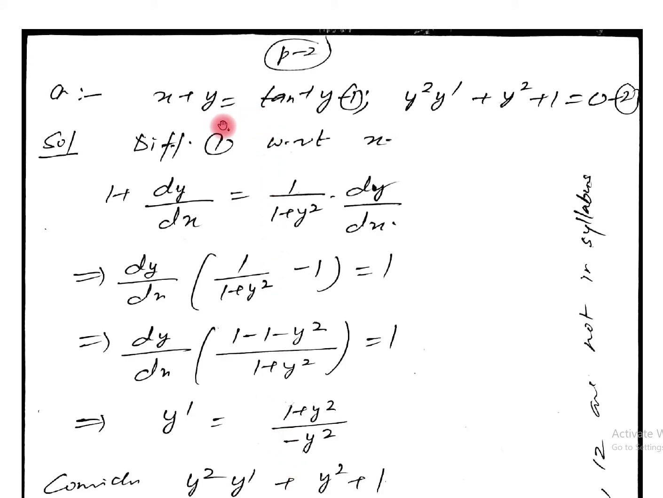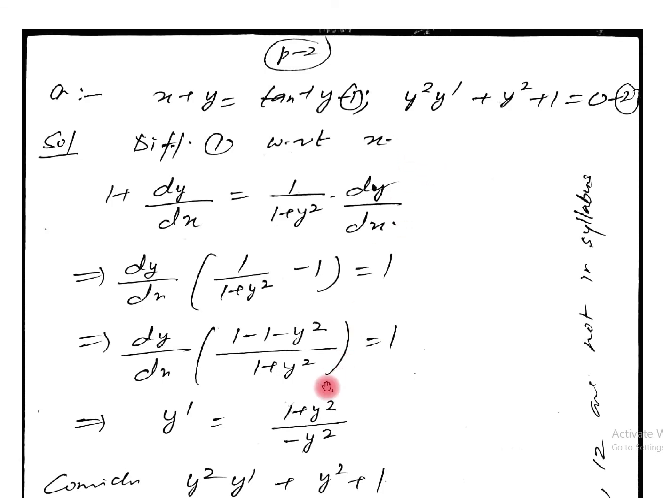Now simply the next question is x plus y equal to tan inverse y, and we have to prove this is the solution of this. Again from the given function we will find out y dash, means dy by dx. Differentiating 1 with respect to x, we are getting 1 plus dy by dx equal to 1 upon 1 plus y square into dy by dx. Simplifying, we are getting dy by dx equal to 1 plus y square upon minus y square.